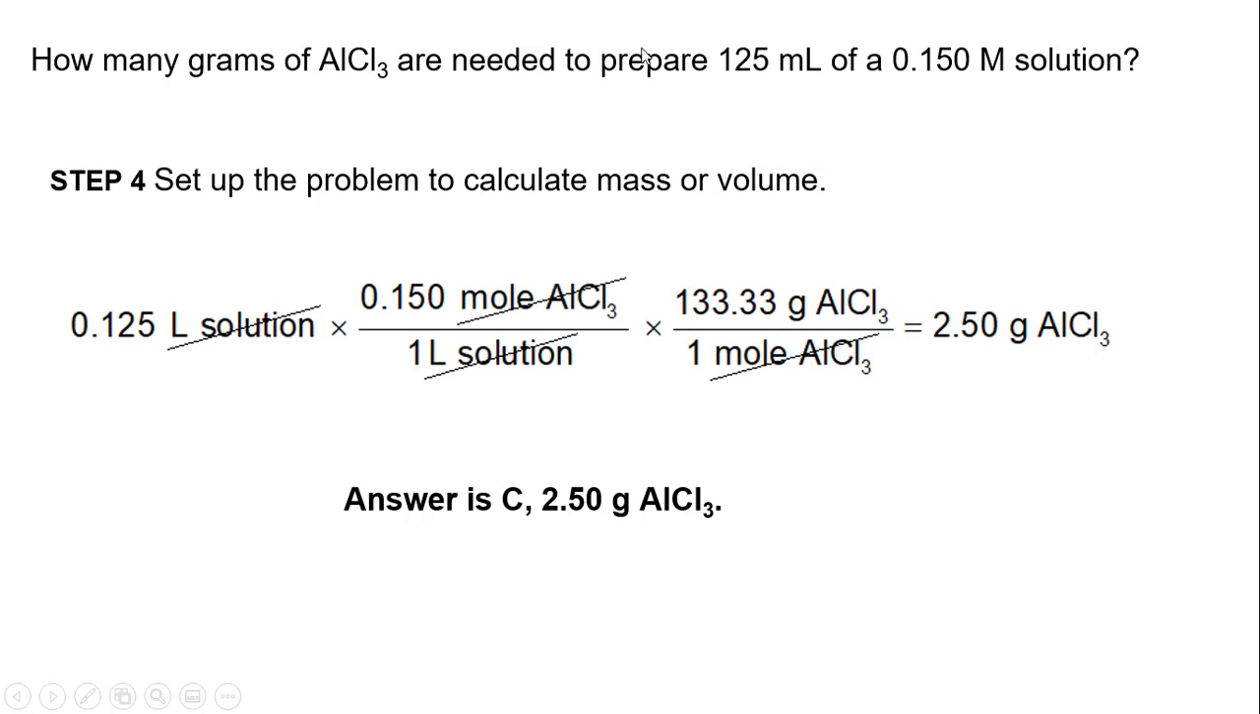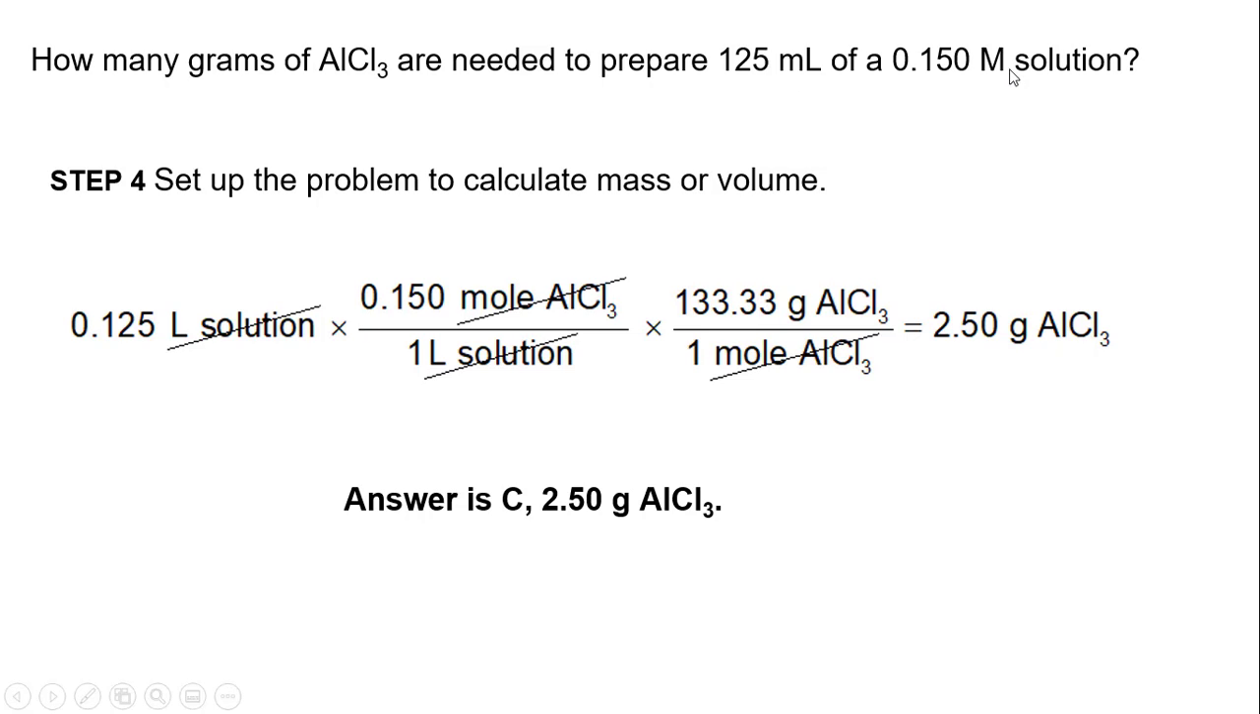So we are given a solution. So how many grams of aluminum chloride are needed to prepare 125 mLs of a certain concentration of solution? So we convert this part to liters. It makes it easier to work it here. So we start with our volume, change it to liters.